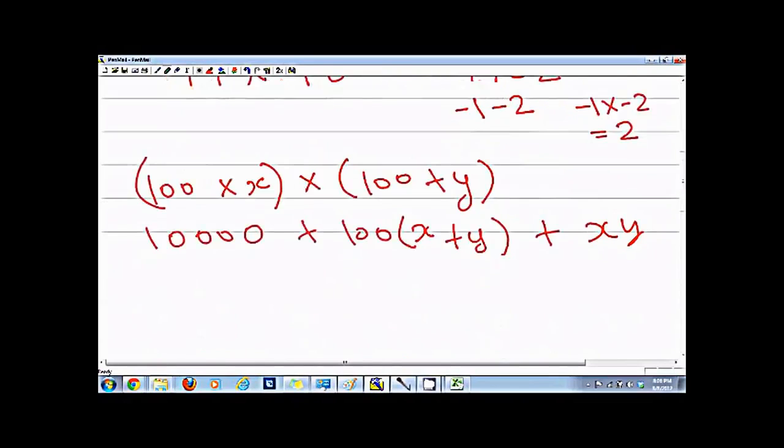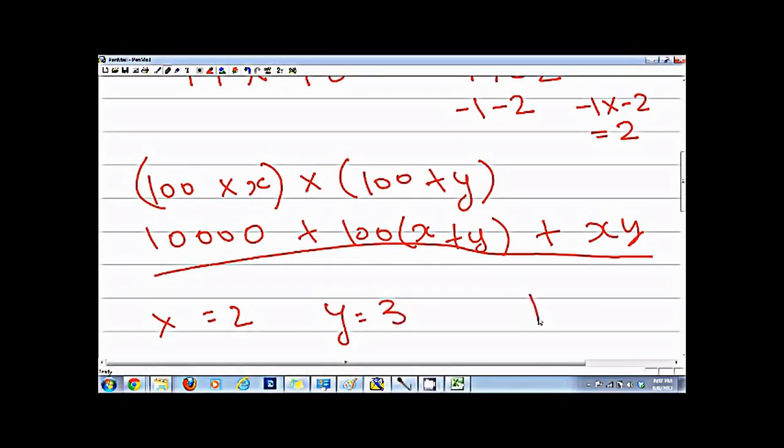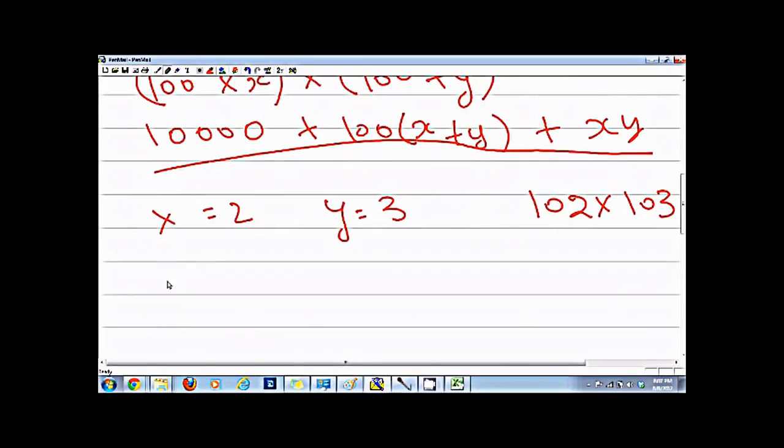If you look closely at this equation, my trick was very similar to it. I was adding two numbers together and then I was multiplying two numbers together. However, when I add the numbers together, I add them on the hundredth place, and when I multiply them together, I add them on the first place. So if I have x is equal to 2 and y is equal to 3, because I want to multiply 102 and 103, then in this case we will have 10,000 plus 500 plus 6.